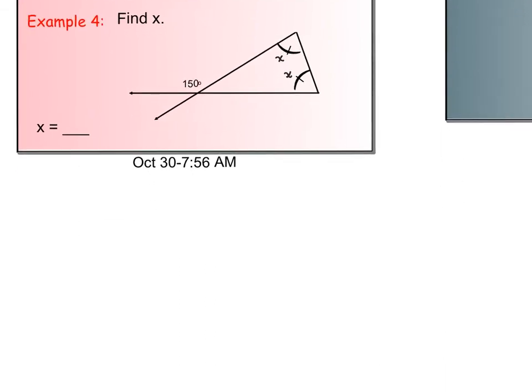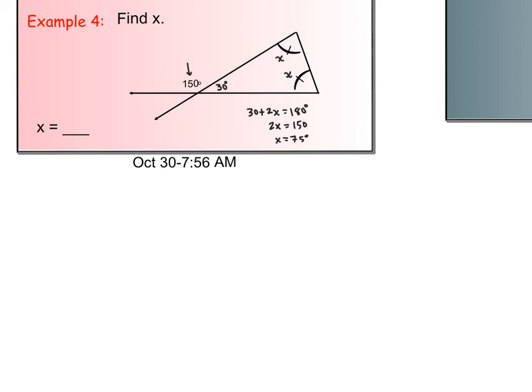Okay, so a couple ways you could do this. You could do this the long way, and that's totally fine. If this angle here is 150, a linear pair would make this angle 30. Okay, and so we would know that 30 plus 2x is equal to 180. Subtracting 30, I would get 2x is equal to 150, and therefore x would equal 75.